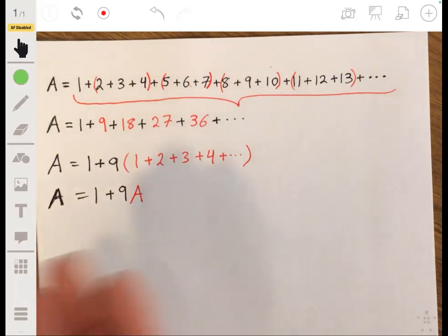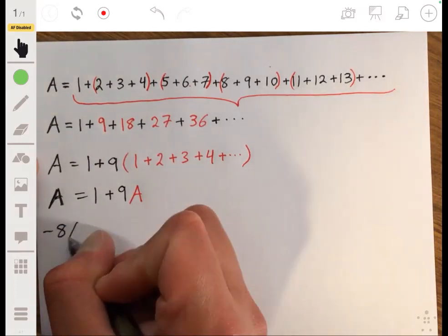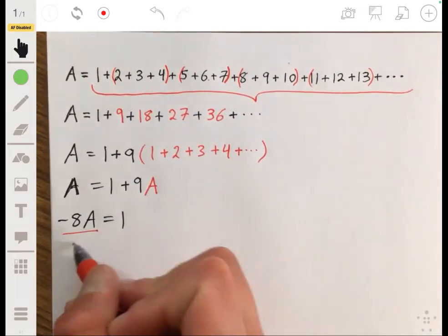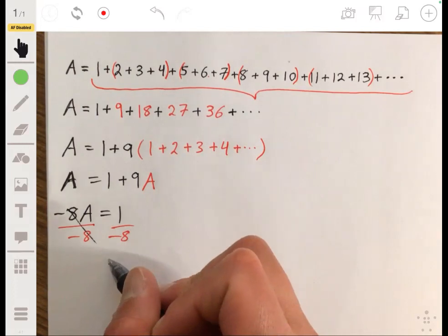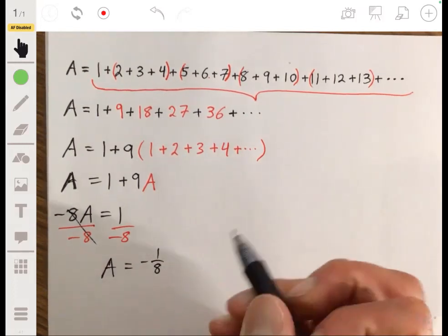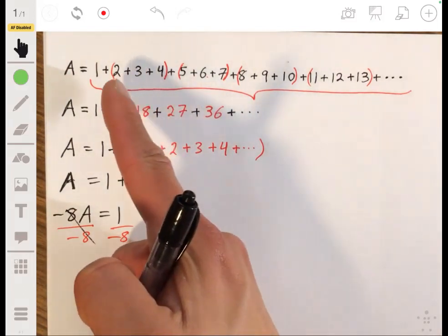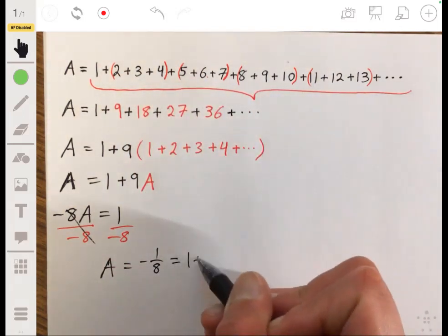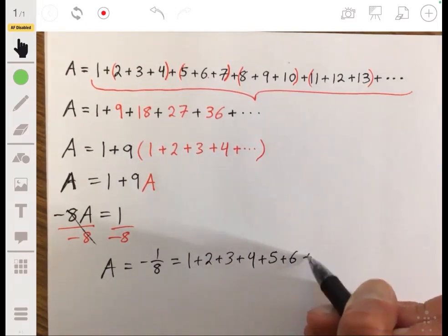And so then solving for a, taking away 9a from both sides, you'll get negative 8a equals 1. Dividing both sides by negative 8, you'll get that a is equal to negative 1/8. But we put a equal to this whole sum, 1 plus 2 plus 3 plus 4 plus 5. So then you have that negative 1/8 is equal to 1 plus 2 plus 3 plus 4 plus 5 plus 6, and so on, all the whole numbers.